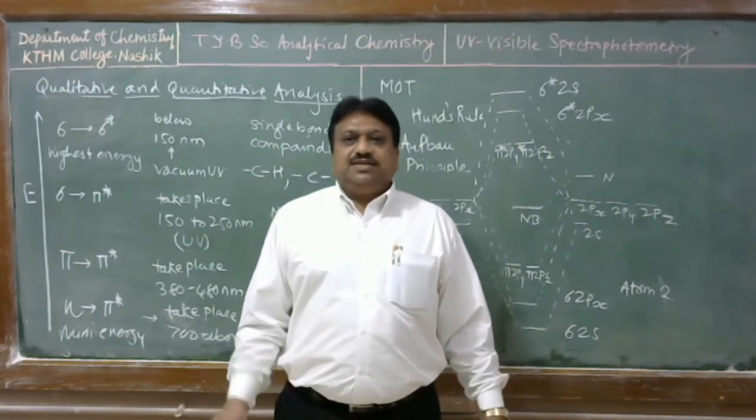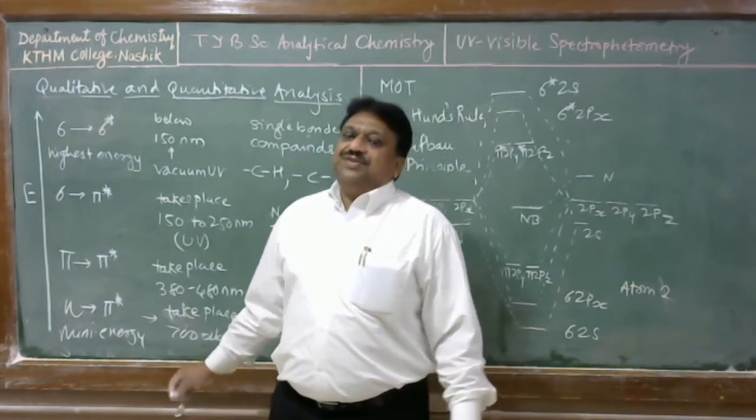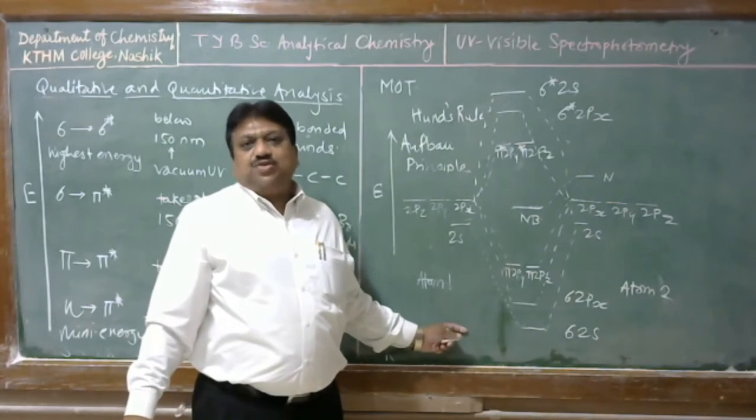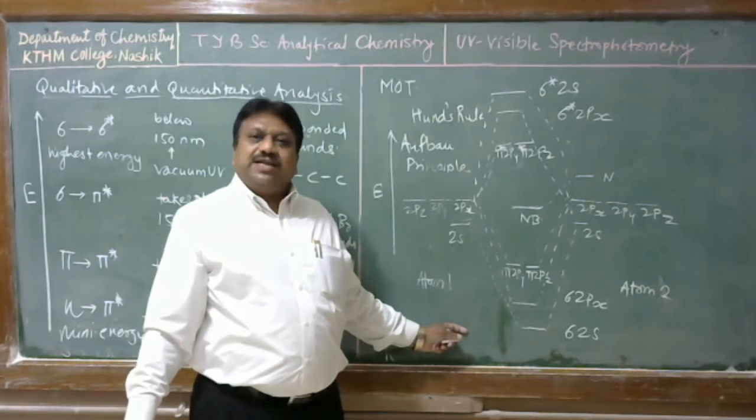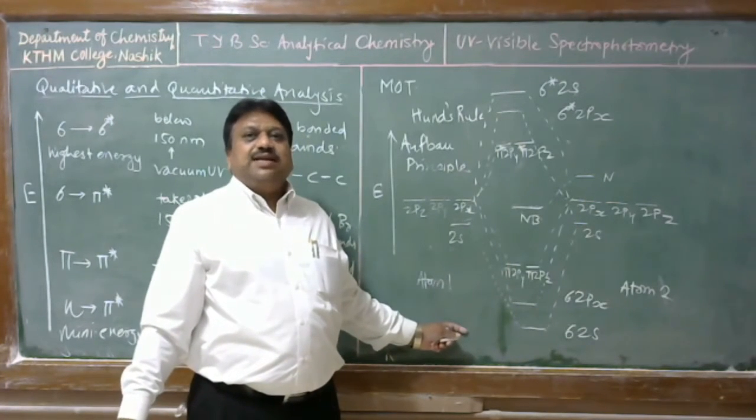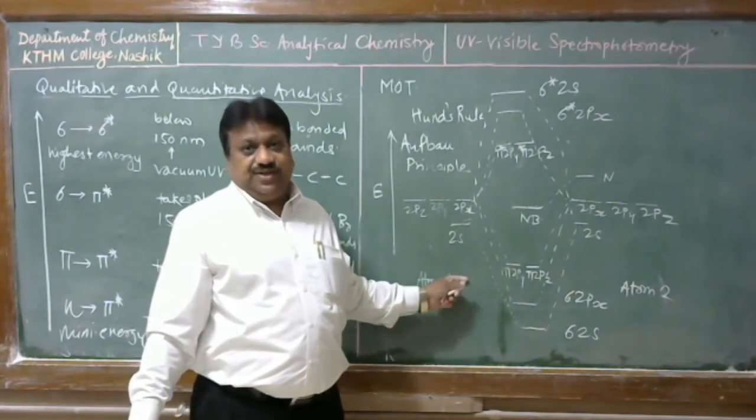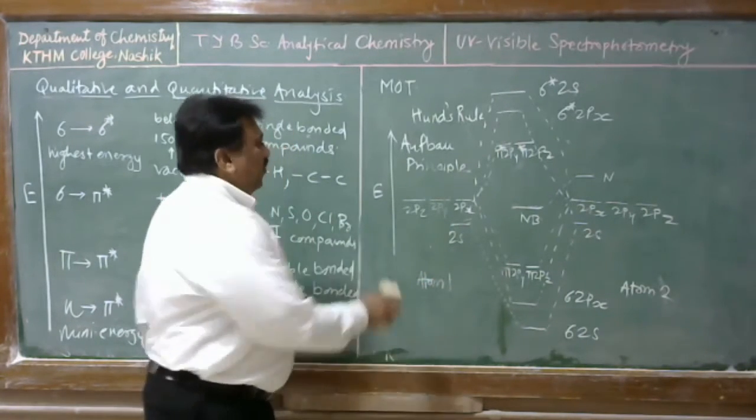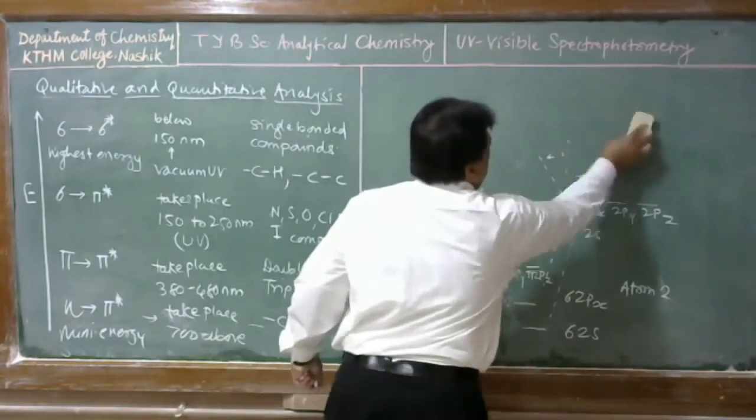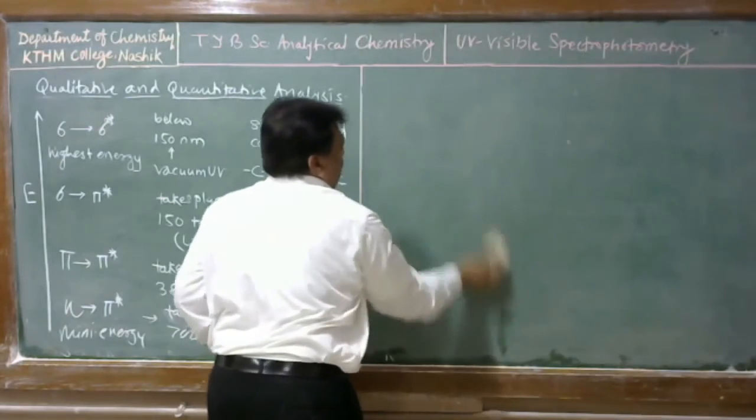Student, now we discuss the qualitative analysis by means of absorption spectra. When electromagnetic radiation is absorbed by the sample at a specific wavelength, which is the identity of the substance, that energy is utilized by the molecule for excitation of the electron. Therefore, here we discuss how qualitative analysis is done in UV visible spectrophotometry.